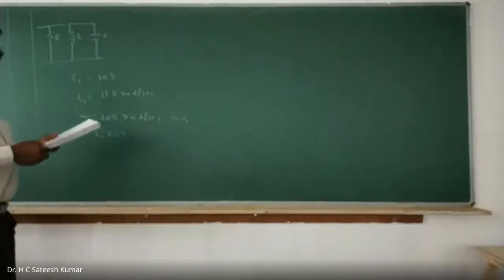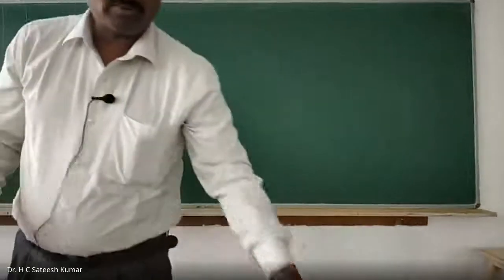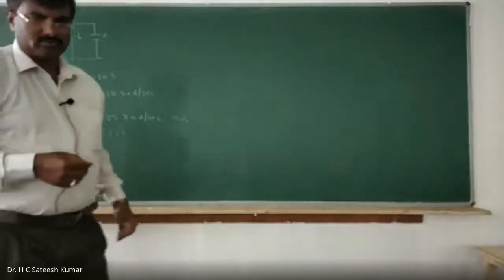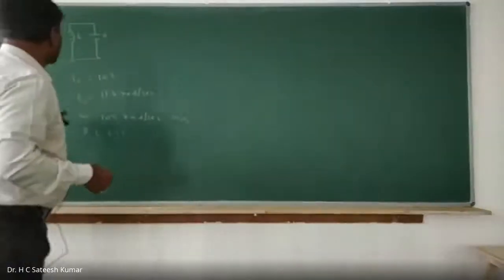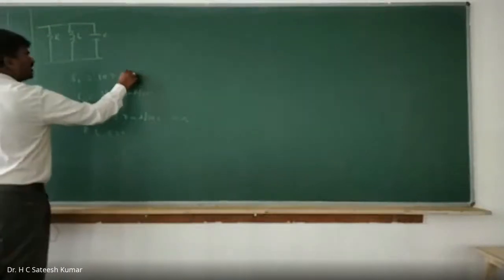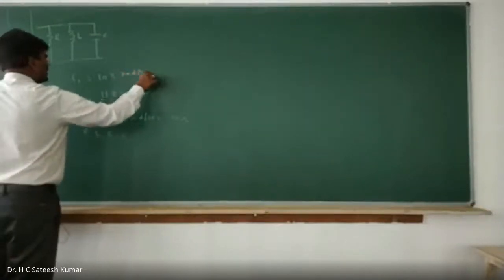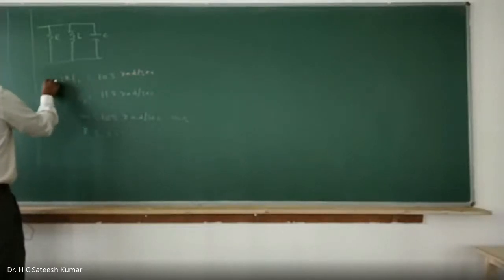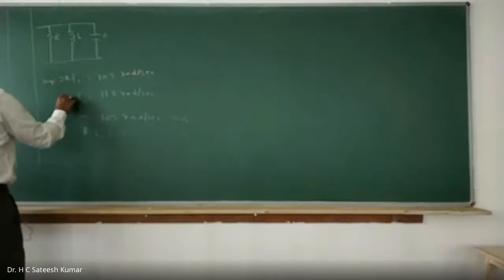So this is a question where we need to find R, L, and C. First of all, he has given F1 and F2 in terms of radians per second. If it is radians per second, it is not F1, it is 2 pi F1, that is omega 1. And this is also 2 pi F2, which is nothing but omega 2.